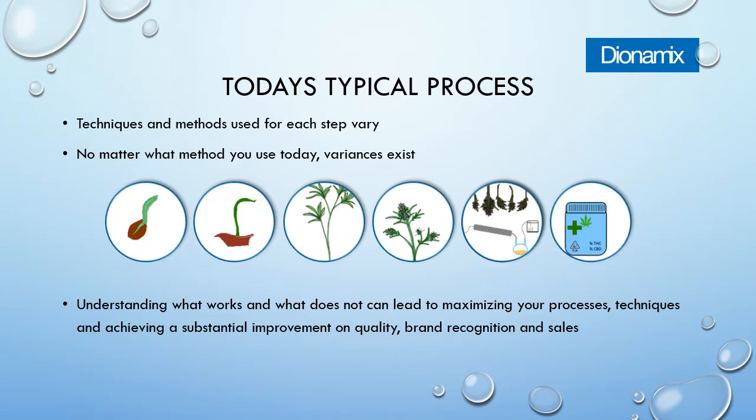Cannabis cultivation techniques and methods vary, but no matter what method you use, the plant's cannabinoid development will also vary depending on strain, technique, and conditions. Understanding what works and what does not work will identify ways to improve processes and techniques that lead to improvement on potency output, quality, consistency, and ultimately sales.